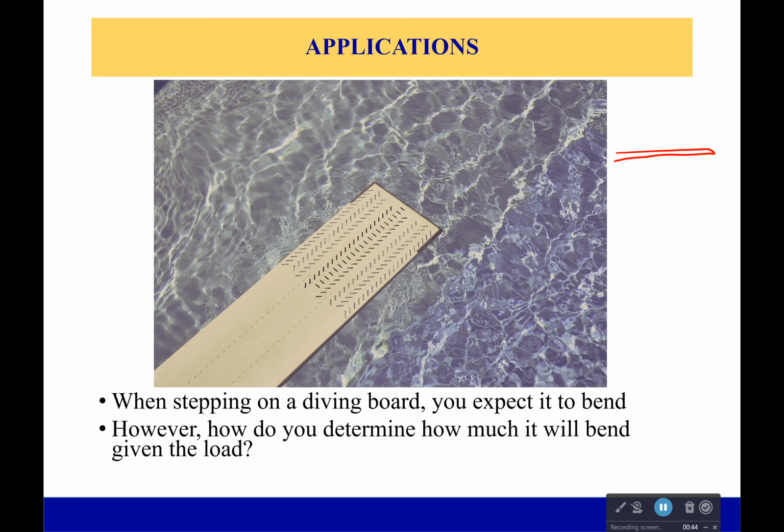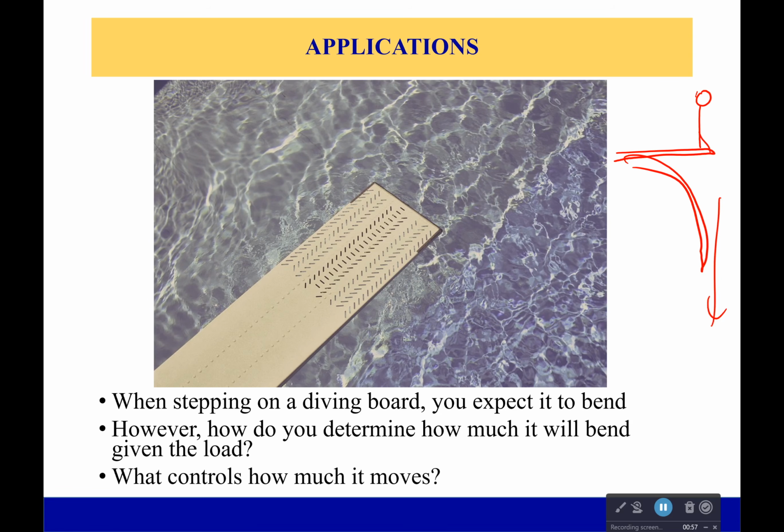But how much will it bend? Will a 30-pound child be able to get on there and not have it bend all the way in half and drop them in the water? Hopefully not. Will a 200-pound man be able to do that? We don't know. So what's going to control how much it moves? How much it deflects? How much it bends? Well, that's something we're going to start learning about today.